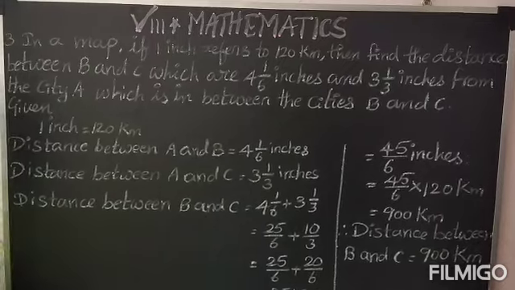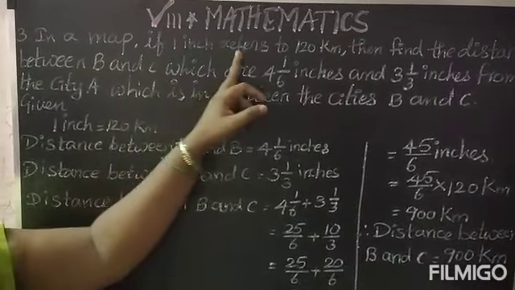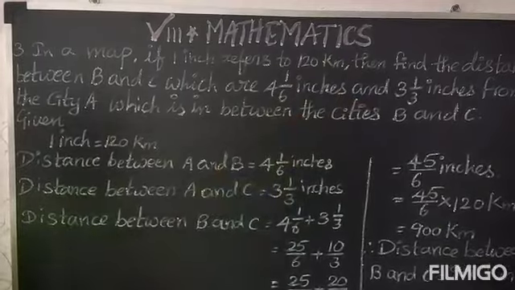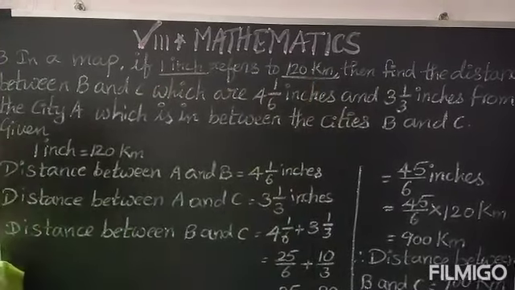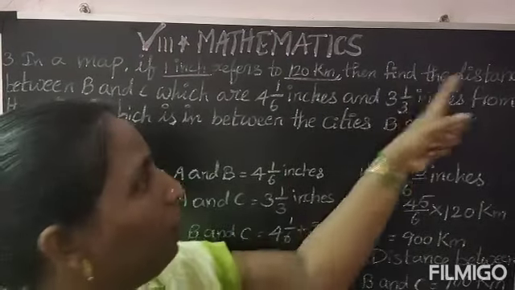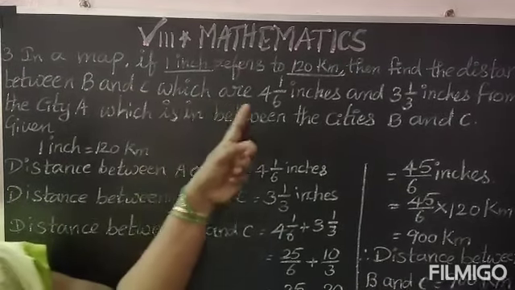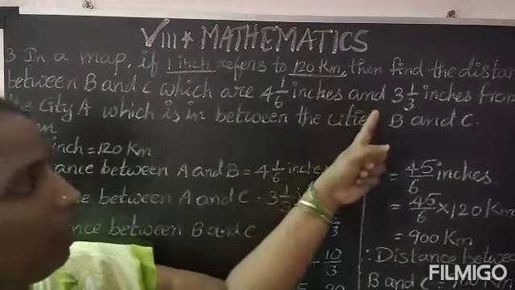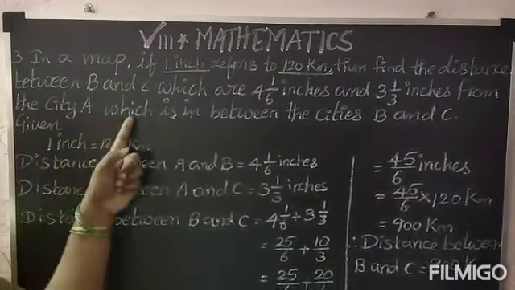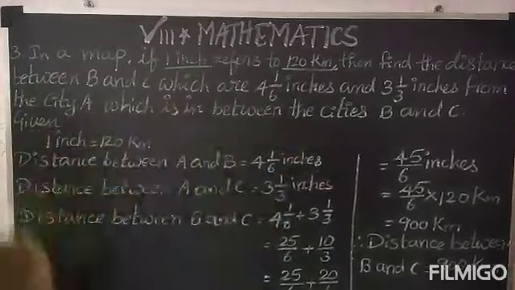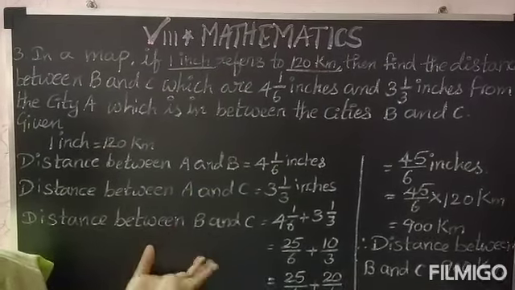Is it understood? Third one: in a map, if 1 inch refers to 120 kilometer, then find the distance between B and C, which are 4 1 by 6 inches and 3 1 by 3 inches from the city A, which is in between the cities B and C. So if you understand the sum clearly, you will get easily the answer.